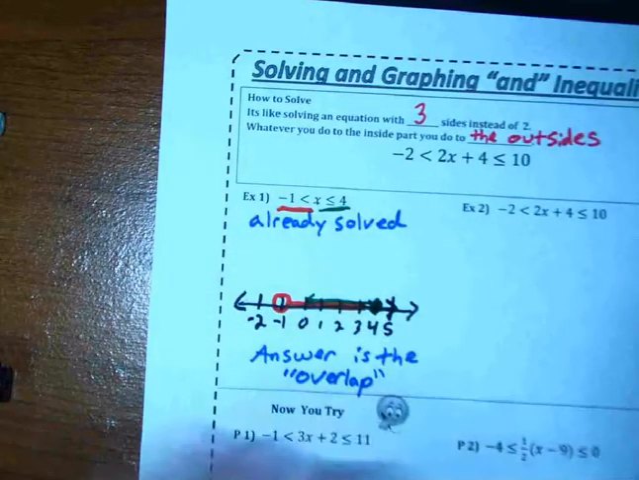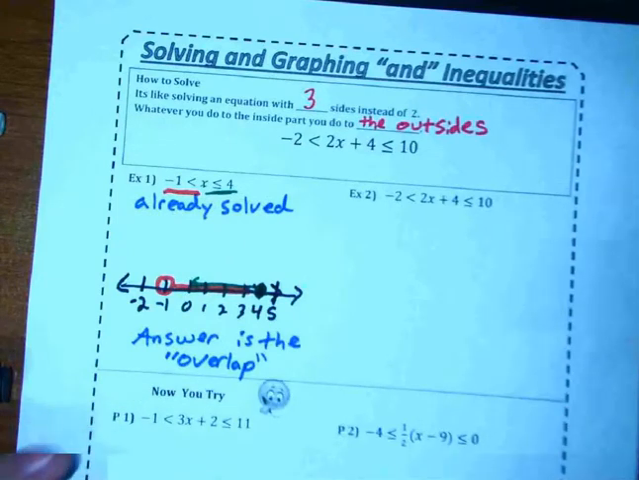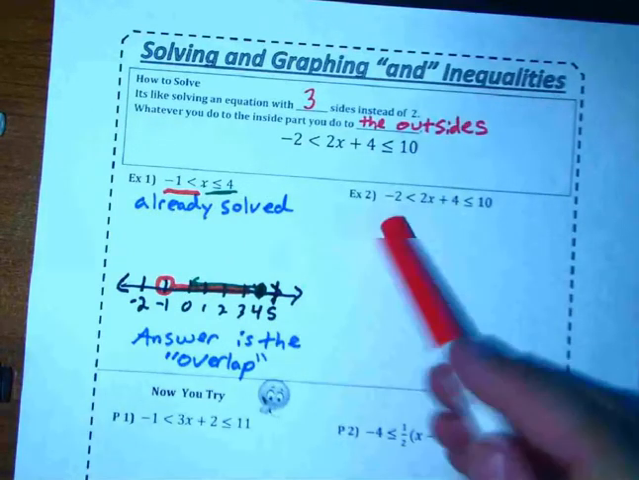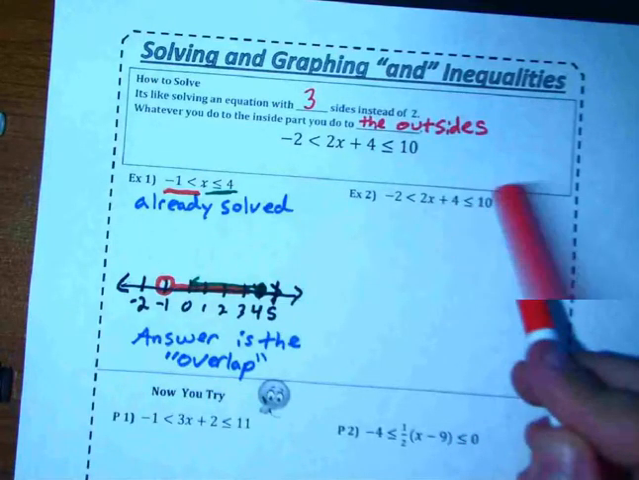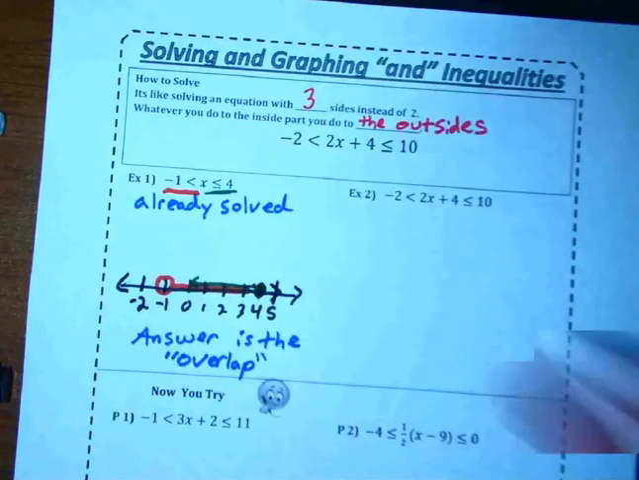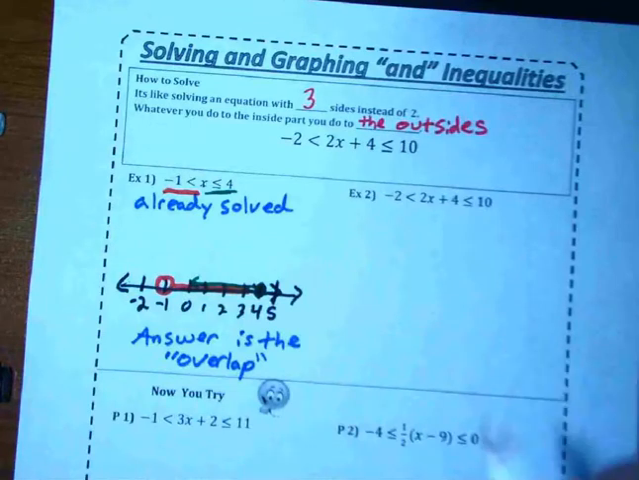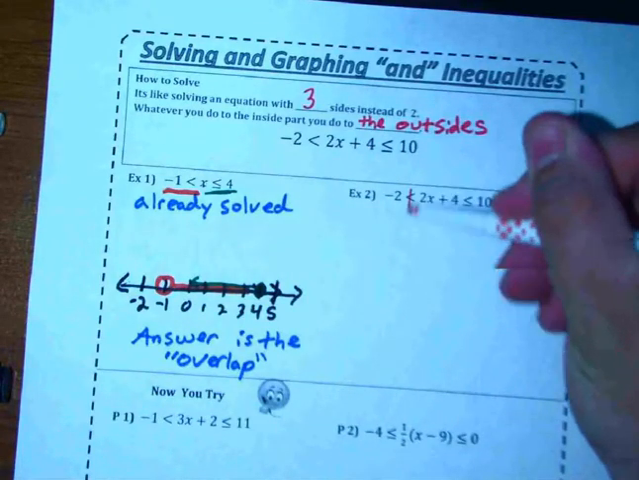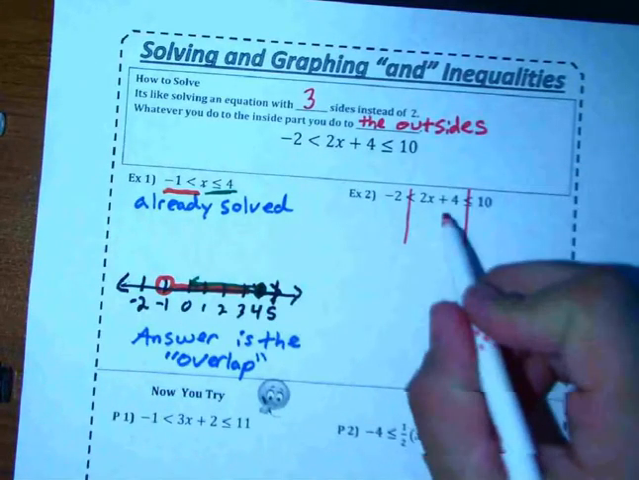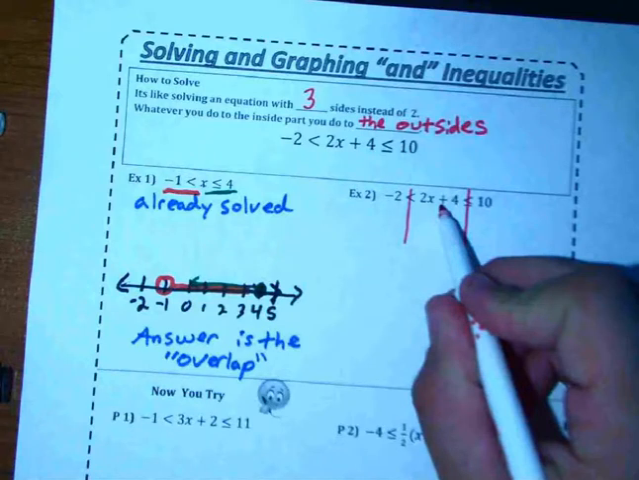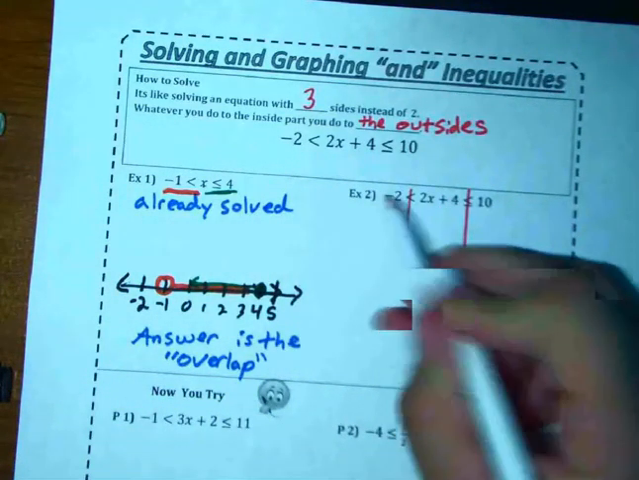Now let's look at when we actually have to solve first as well. So for this problem, negative 2 is less than or equal to 2x plus 4, which is less than or equal to 10. So I'm going to solve this like I would any equation, except now I'm working with 2 separate equal signs. So if it helps you, draw the division lines like you would for an equation, except you have 2 in this case. So we work from the inside to the outside.